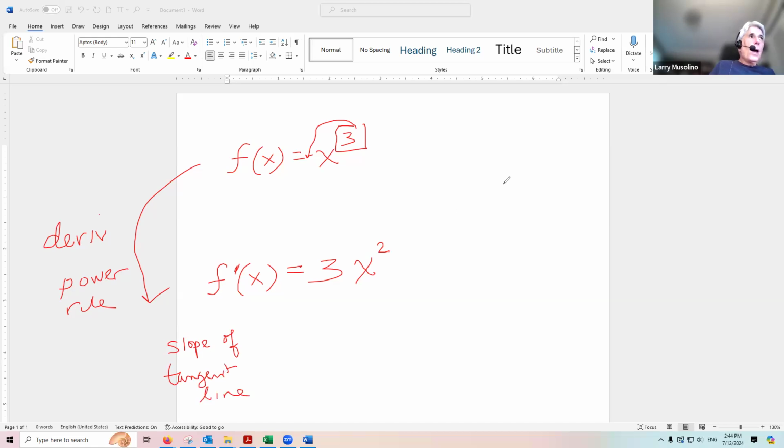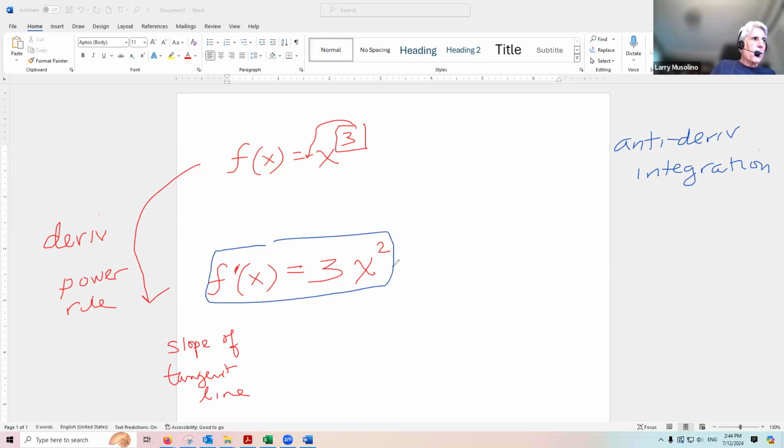Okay? Well, what we want to talk about now is something called the antiderivative. And antiderivative and integration mean the same thing. There's two ways of saying the same thing. What is an antiderivative? Well, an antiderivative would take this derivative function and get you back to the original function. That's why they call it antiderivative. It's kind of undoing the derivative function. And we use a symbol that looks like this, integration like that.